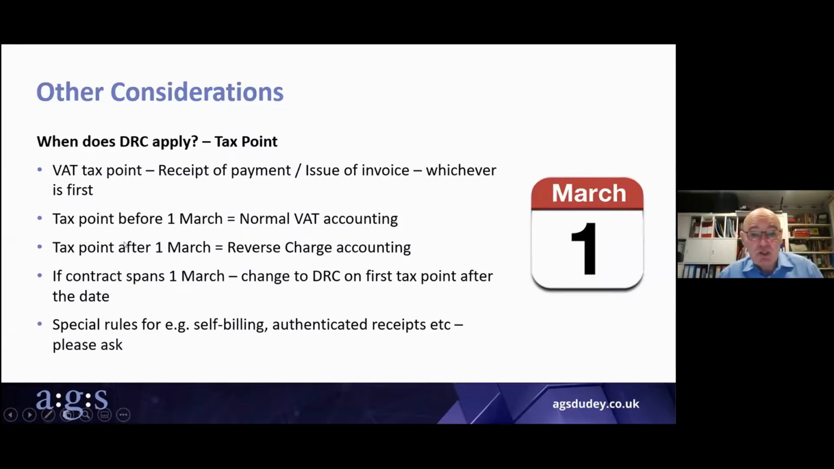Just this one last point on tax point, when you've got to start applying it. With VAT tax points, it's either the receipt of payment or the issue of invoice, whichever comes first. So quite simply, if you've got a tax point before the 1st of March, normal VAT accounting. After the 1st of March, you go to reverse charge VAT accounting. If you have a contract spanning it with repeated payments, then the payments up to the 1st of March go on normal VAT accounting, and after they go on reverse charge. There are special rules for things like self-billing and authenticated receipts. A little bit more complicated, and again, it's probably worth checking the guidance or asking for some help.